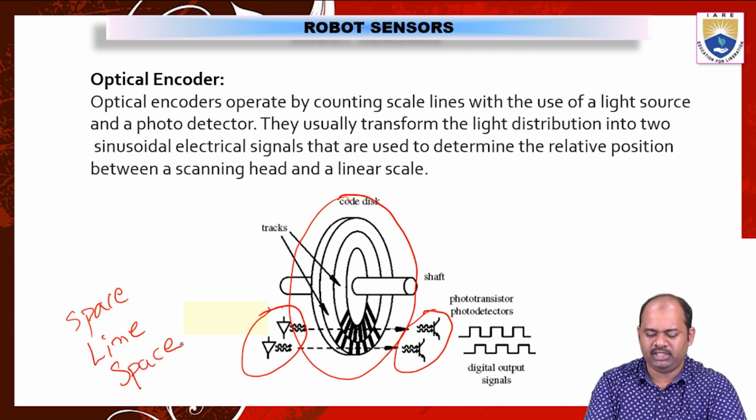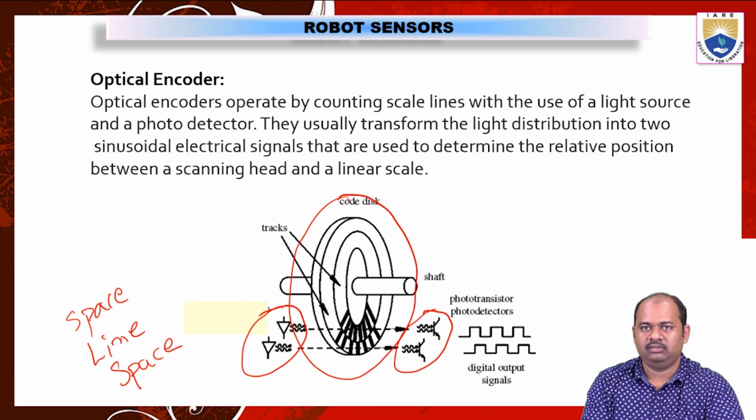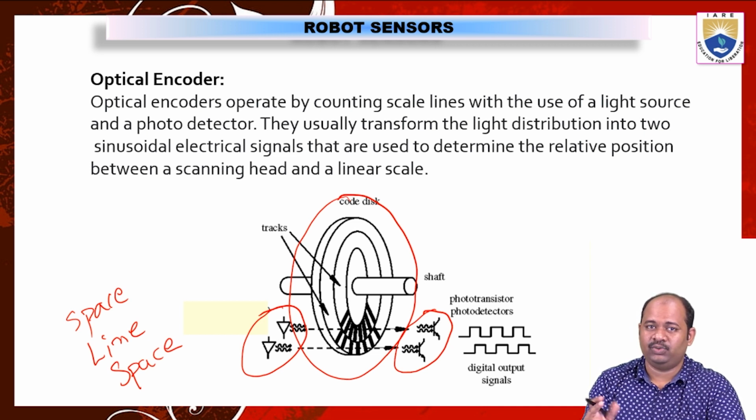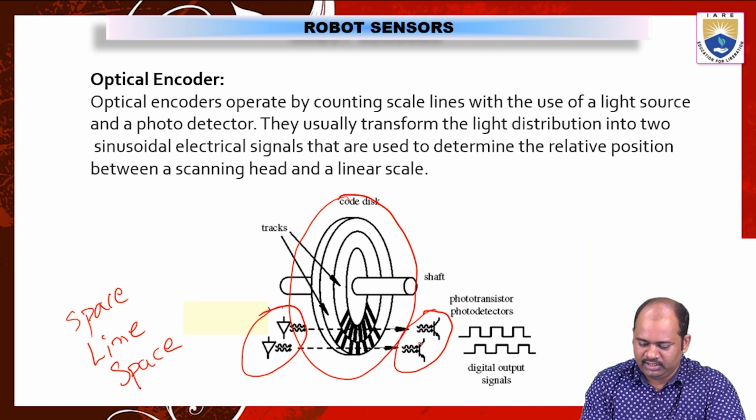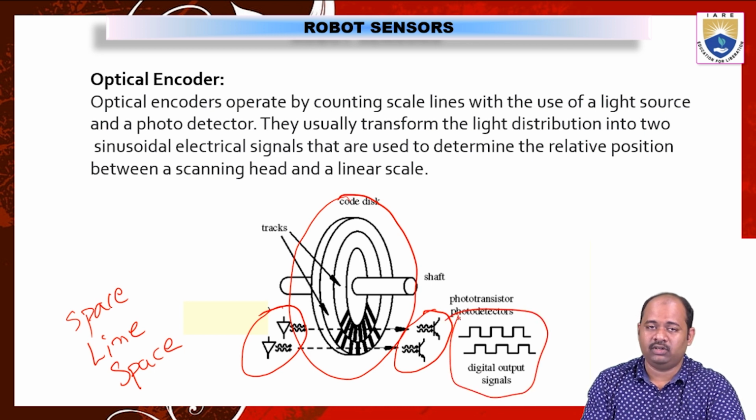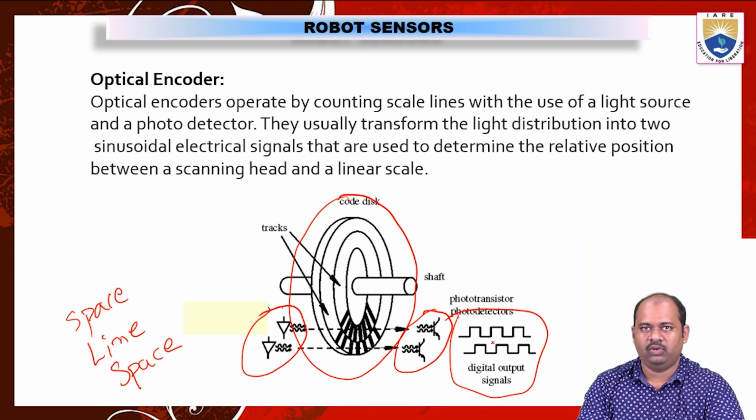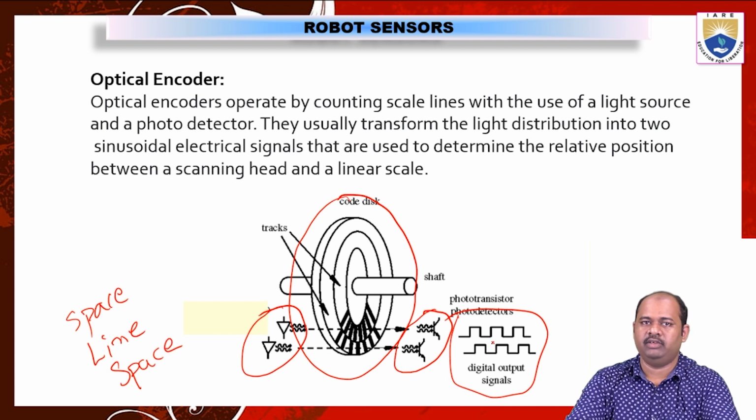Now by measuring the order of these space and line signals, we can actually measure the angle through which the robot has rotated. So here, from these sensors, we will get sinusoidal waves. So these are the digital output signals where we will get the sinusoidal waves. So we can measure this with the help of an optical encoding sensor. So this entire thing is combinedly called an optical encoding sensing device.